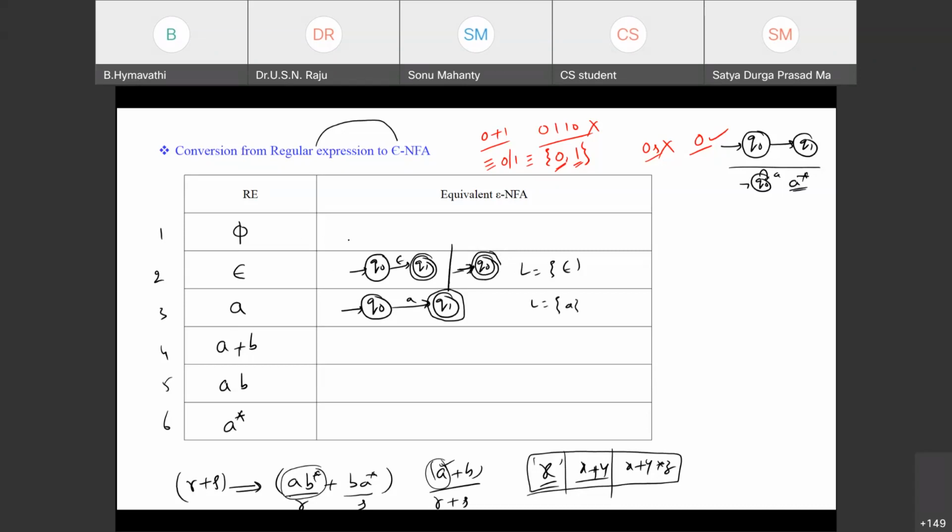Then phi. What is phi? That means nothing. There is not even epsilon. So please try to understand the difference between epsilon and this one. I have one Q naught here, and I have one QF here. So this is the epsilon NFA to accept the language phi. The initial state is there, but there is no final state reachable from there.